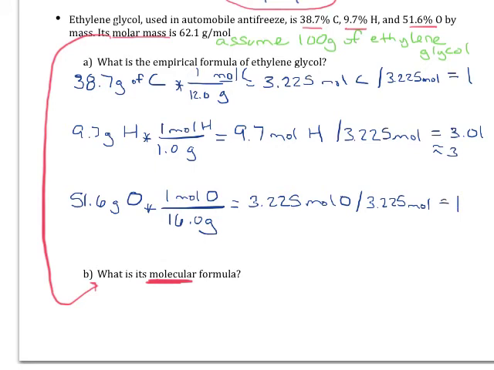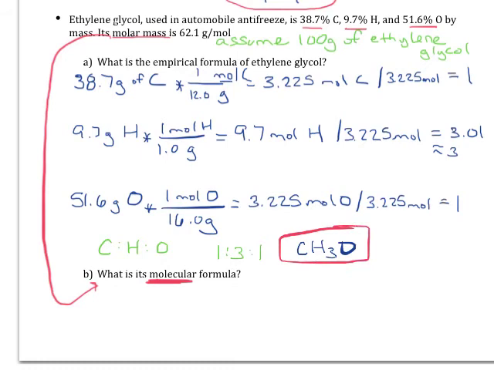So this tells us that the ratio of carbon to hydrogen to oxygen is 1 to 3 to 1. So if I write that as a formula, it would be CH3O. Now this is an empirical formula because it's the simplest whole number ratio.